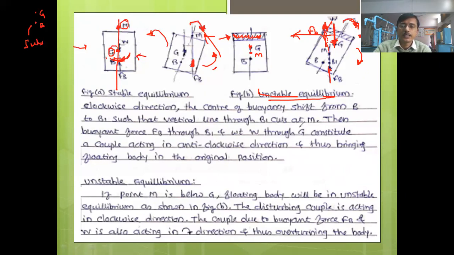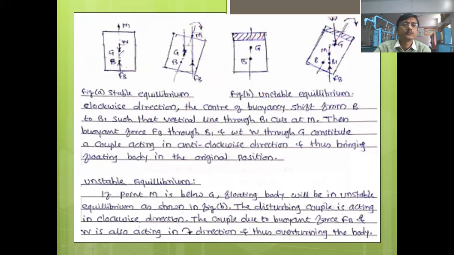So in case of stable equilibrium, what we can say is the position of M should be above Z. Okay, in case of unstable equilibrium, the position of M should be below Z, like here in the diagram you can see Z is above, M is below. And what if they coincide? What if the metacenter and center of gravity coincide?